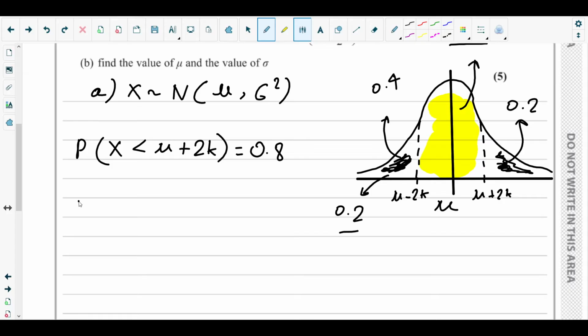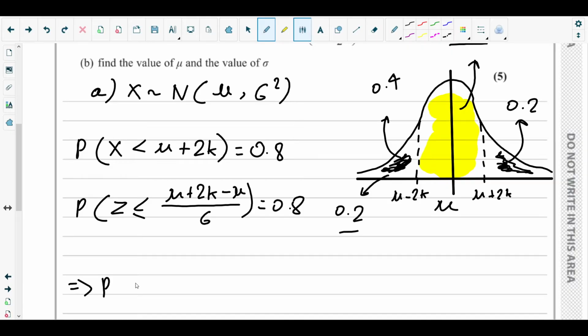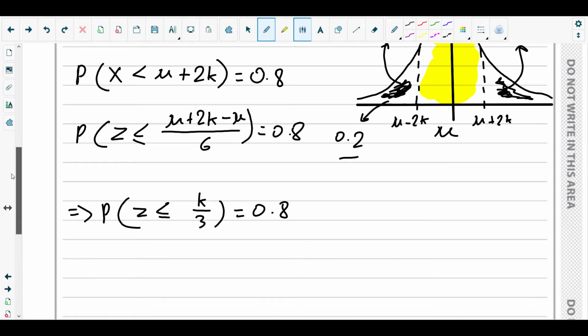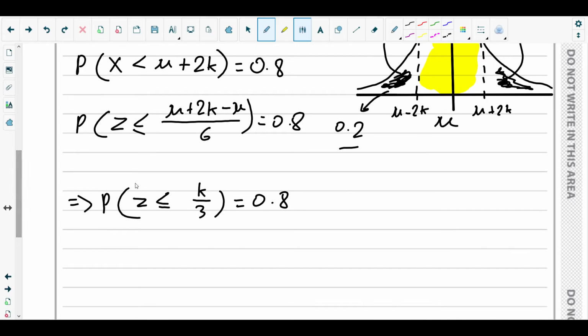Now standardize the data. If you standardize, you get the probability of Z less than or equal to (mu plus 2k minus mu) over 6, where 6 is sigma. This equals 0.8. So we can write the probability of Z less than or equal to 2k over 6, which is k over 3, equals 0.8. Done. Now we need the value for k over 3, so this is the standard value.